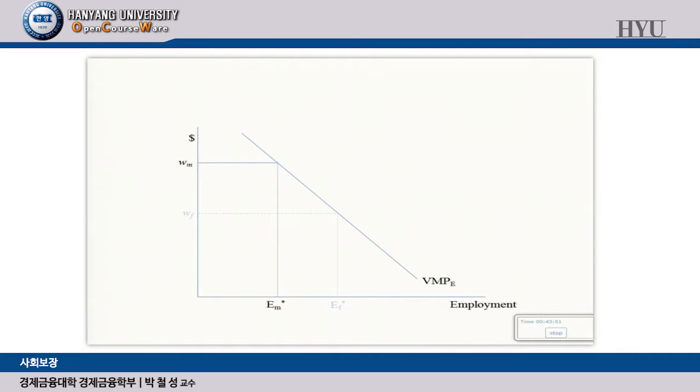So they hire men and they will hire only EM star. Now, let's think about it. If this firm was not discriminating, this firm would be paying WF and hiring EF star. Obviously, you could compare this firm and this firm. Who makes more profit? This company or this company?